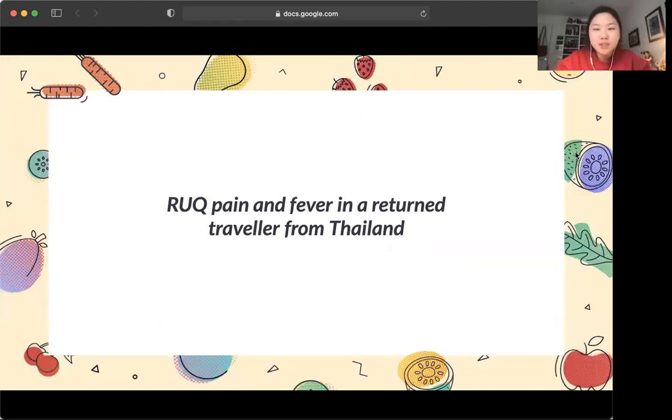Great. So we have a presentation: right upper quadrant pain and fever in a returned traveler. What is our differential?